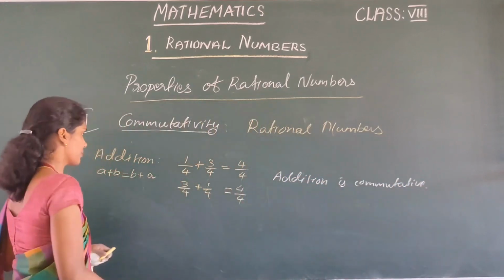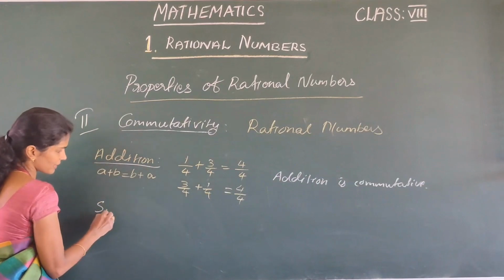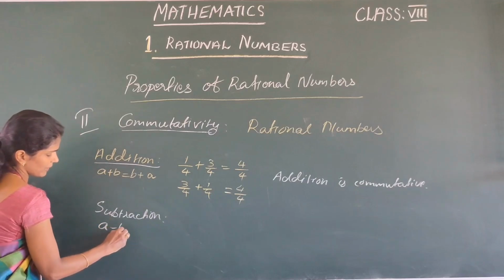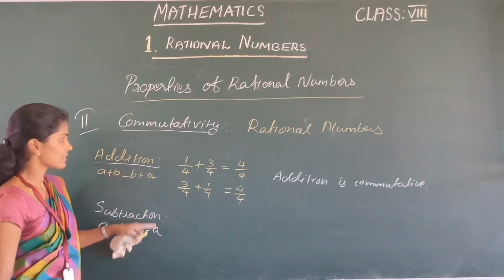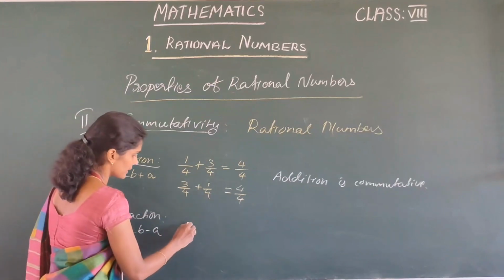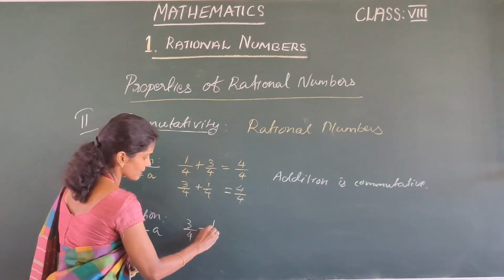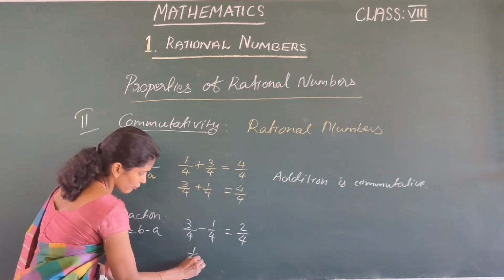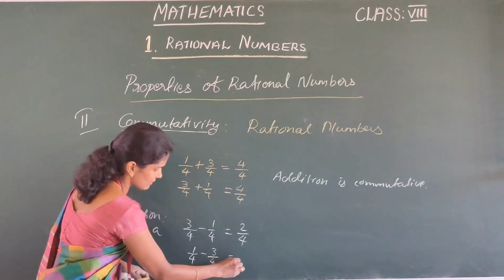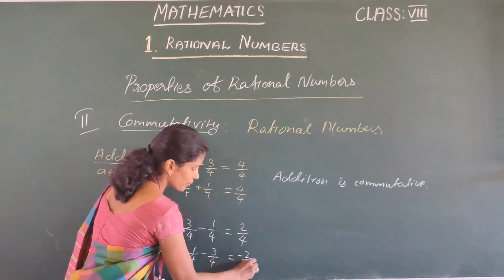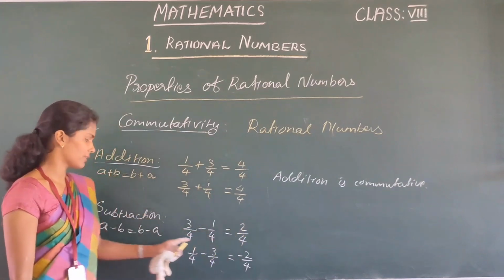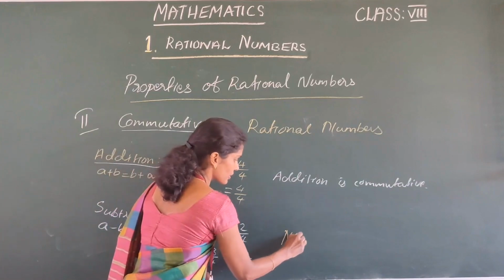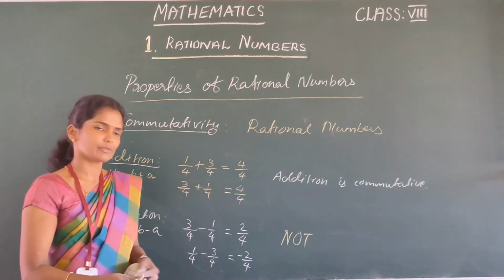In the case of rational numbers, then subtraction. If a minus b equal to b minus a, we say this is commutative. Check 3 by 4 minus 1 by 4. This is 2 by 4. What about the reverse order? 1 by 4 minus 3 by 4. This is actually minus 2 by 4. These two are not equal. That means a minus b is not equal to b minus a. Therefore, subtraction is not commutative.